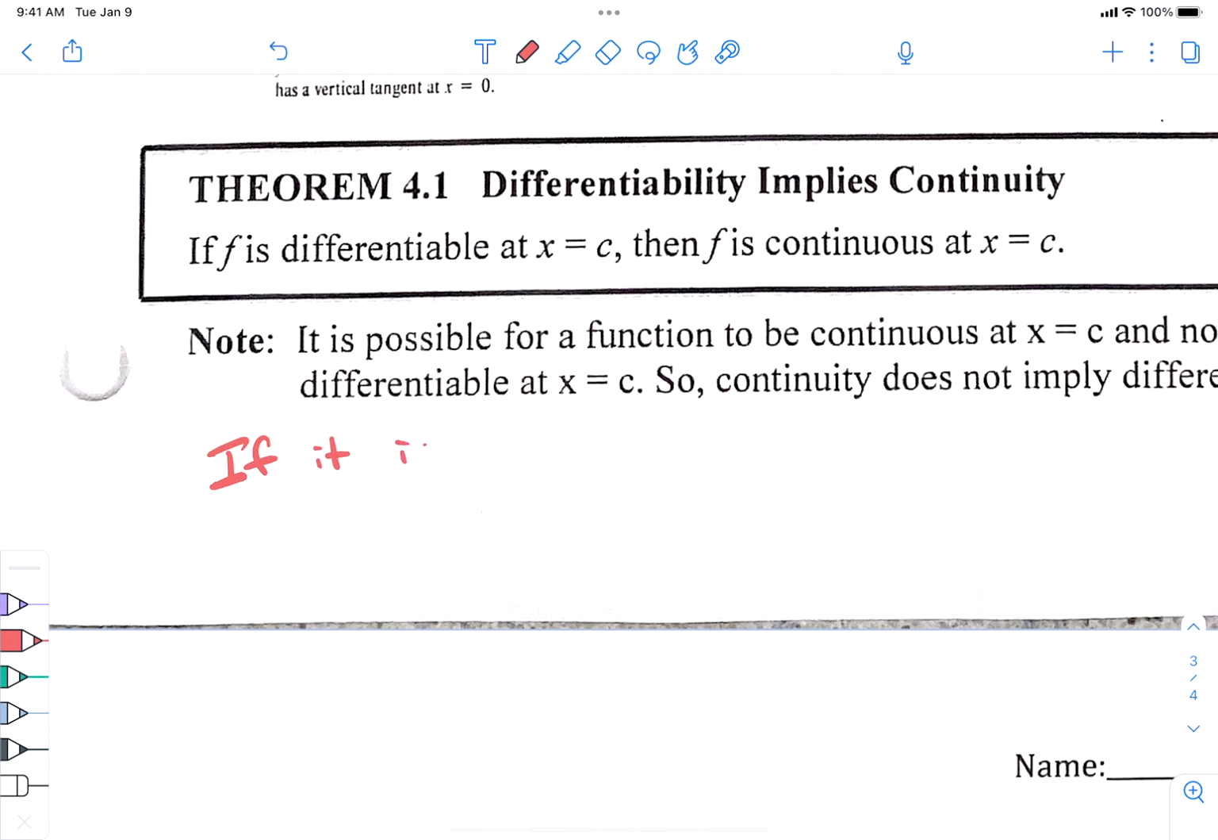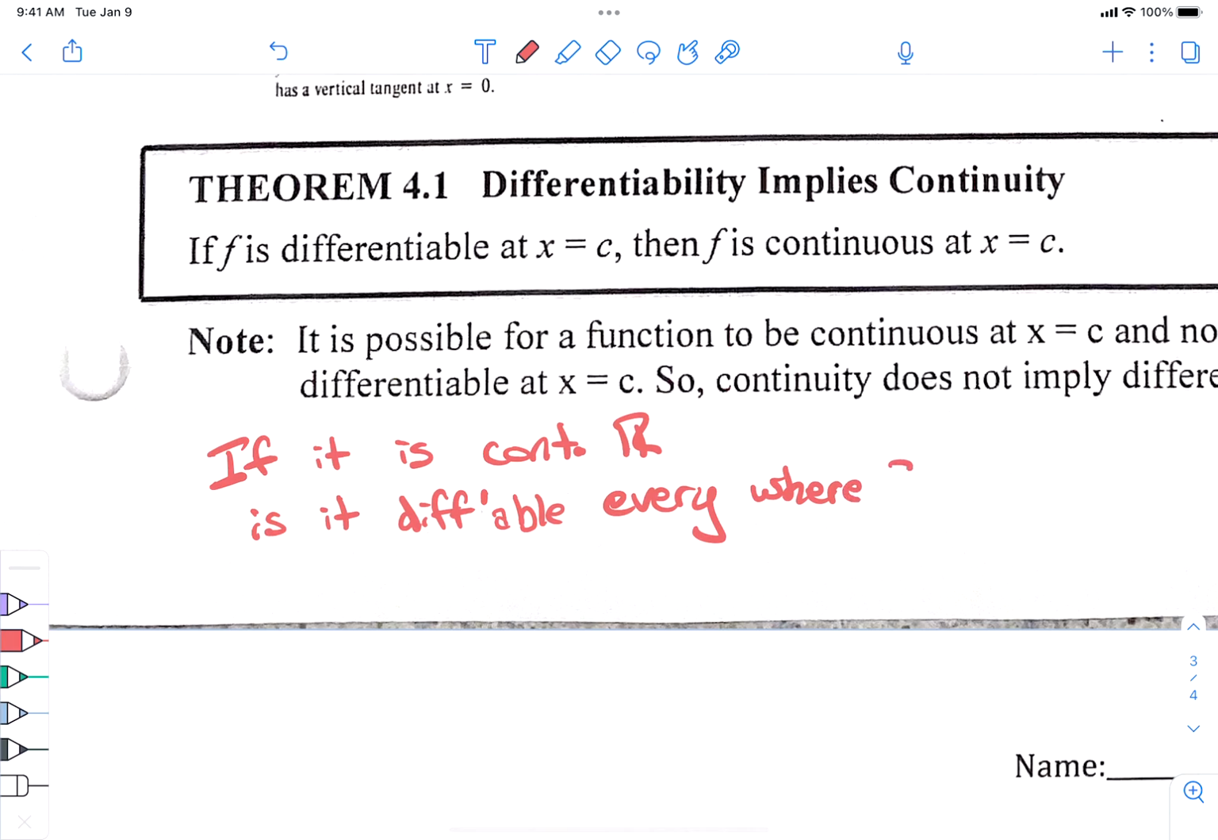Last thing: if it is continuous on all reals, is it diffable everywhere? If it's continuous everywhere, does that mean you can take the derivative everywhere? No. Because you have sharp corners.